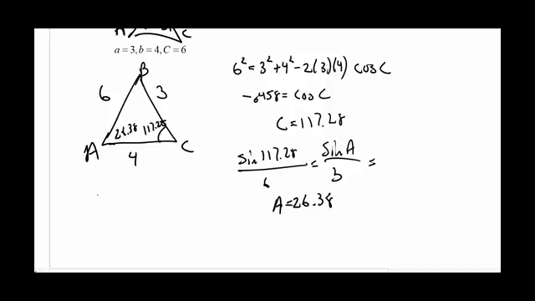I should probably keep track of this. I need angle A, angle B, and angle C. Okay, and we said angle C was 117.25 degrees. Angle A is 26.38 degrees. And then I'm just going to do the 180 thing. So 180 minus 26.38 minus 117.25, and I get that angle B is 36.37 degrees.